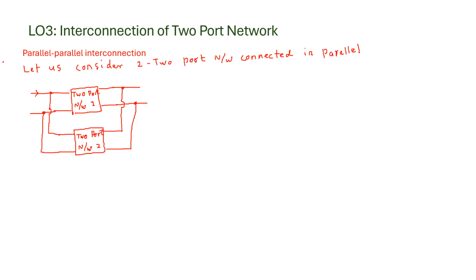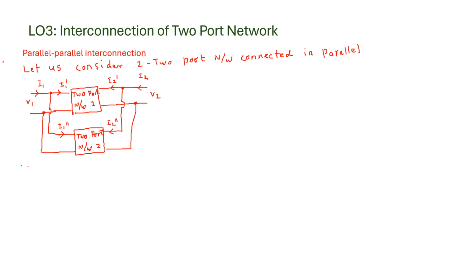Now say this current is I1 and this current gets divided. Say here goes I1 dash and here goes I1 double dash. Okay, say this current is I2 here and it gets divided into two currents. Say this is I2 dash and here it is I2 double dash. Let the voltage be here V1 and the voltage be V2 here. Now let us see how we can get the complete model of these two networks connected in parallel.